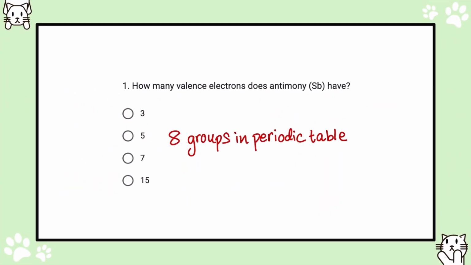Question 1. The valence electrons of an element can be found by looking at its group number in the periodic table. There are 8 vertical groups because we skipped the transition metals. Since antimony is in group 15, it has 5 valence electrons.